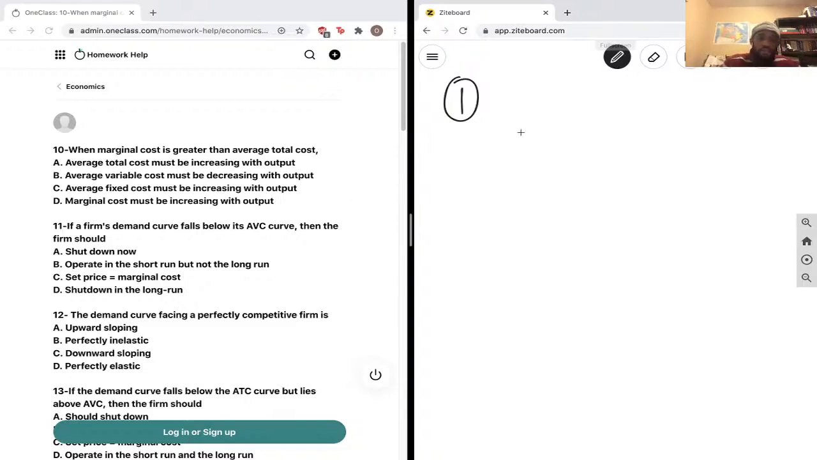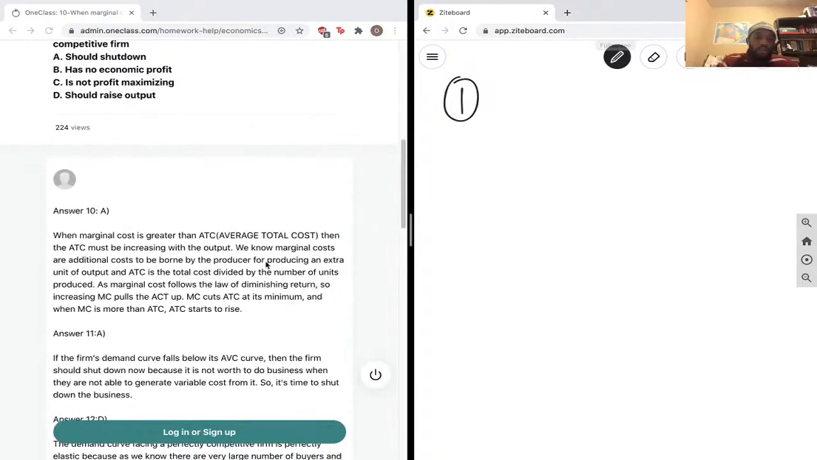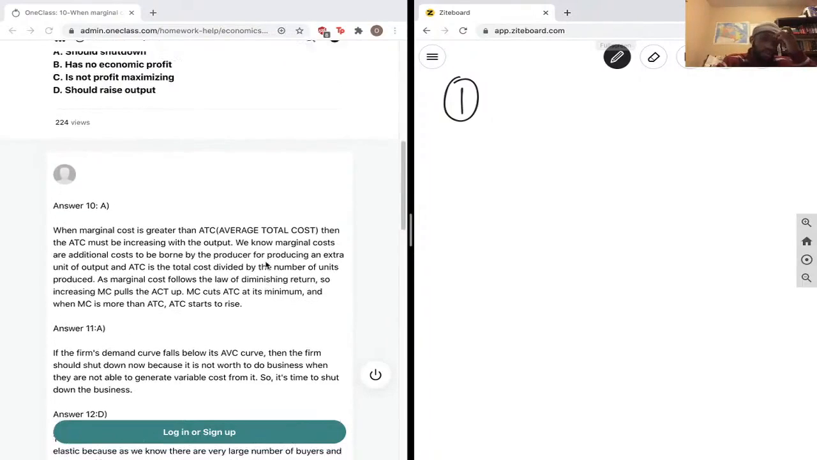Question 11: if a firm's demand curve falls below its average variable cost curve, then the firm should: A, shut down now; B, operate in the short run but not the long run; C, set price equals marginal cost; D, shut down in the long run. Our junior tutor said this was A, and I agree.